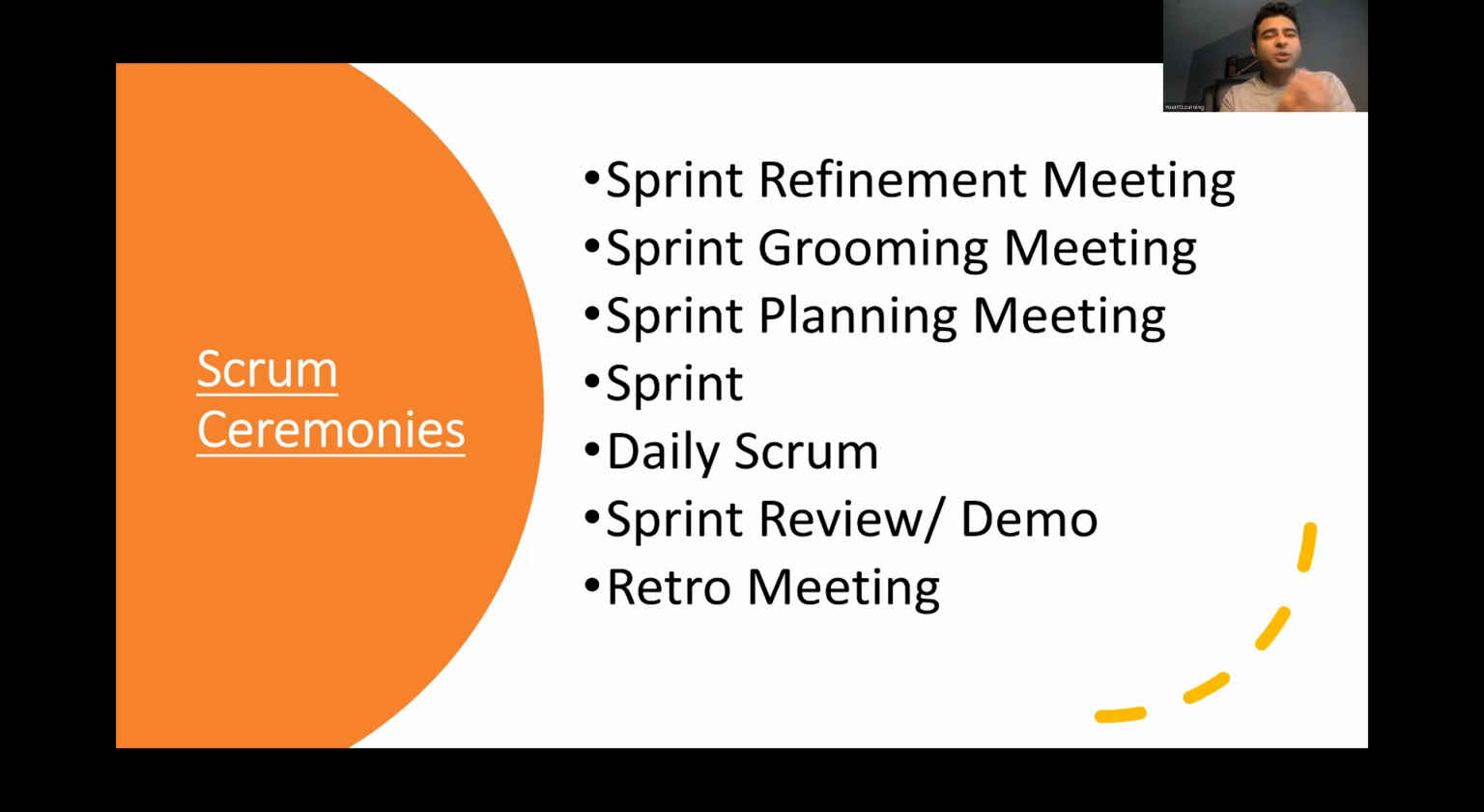So let me give an example. We have 4 user stories in our product backlog. One is 8 story points, another is 8 story points, 4 story points, and 3 story points. So 8 plus 8 is 16, plus 4 is 20, plus 3 is 23. So we'll bring 23 user story points.